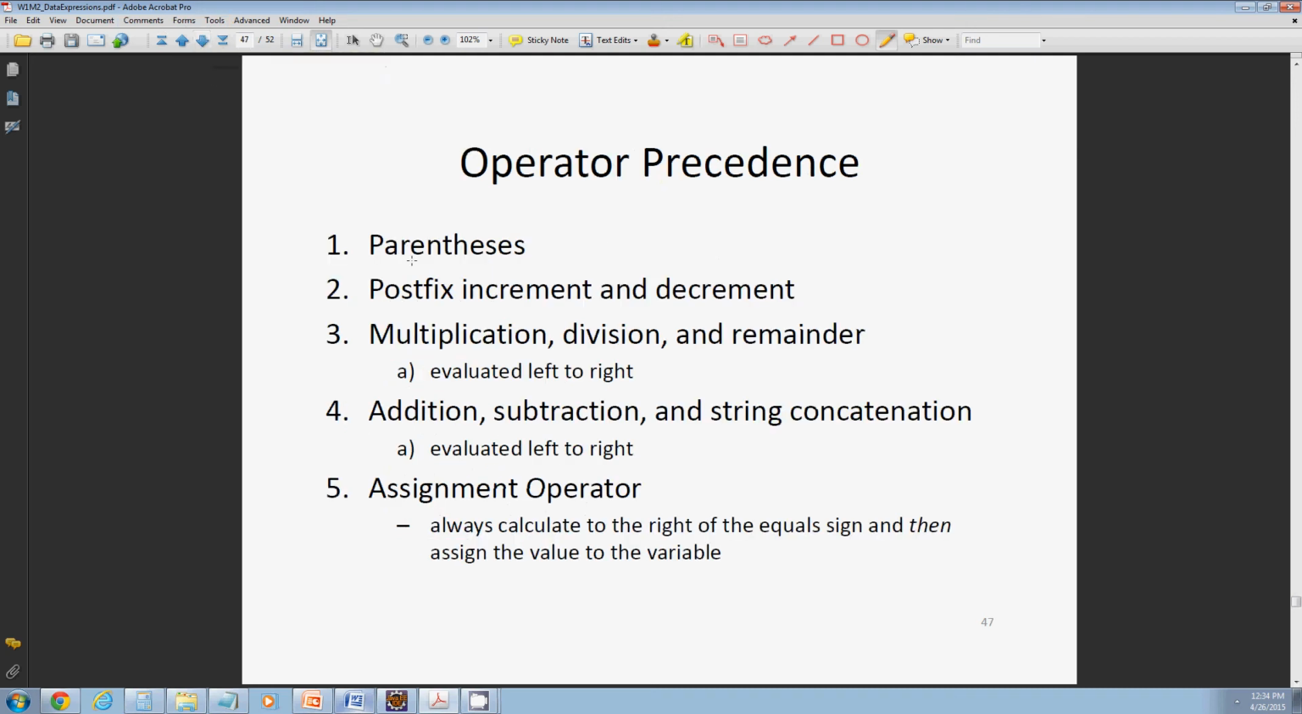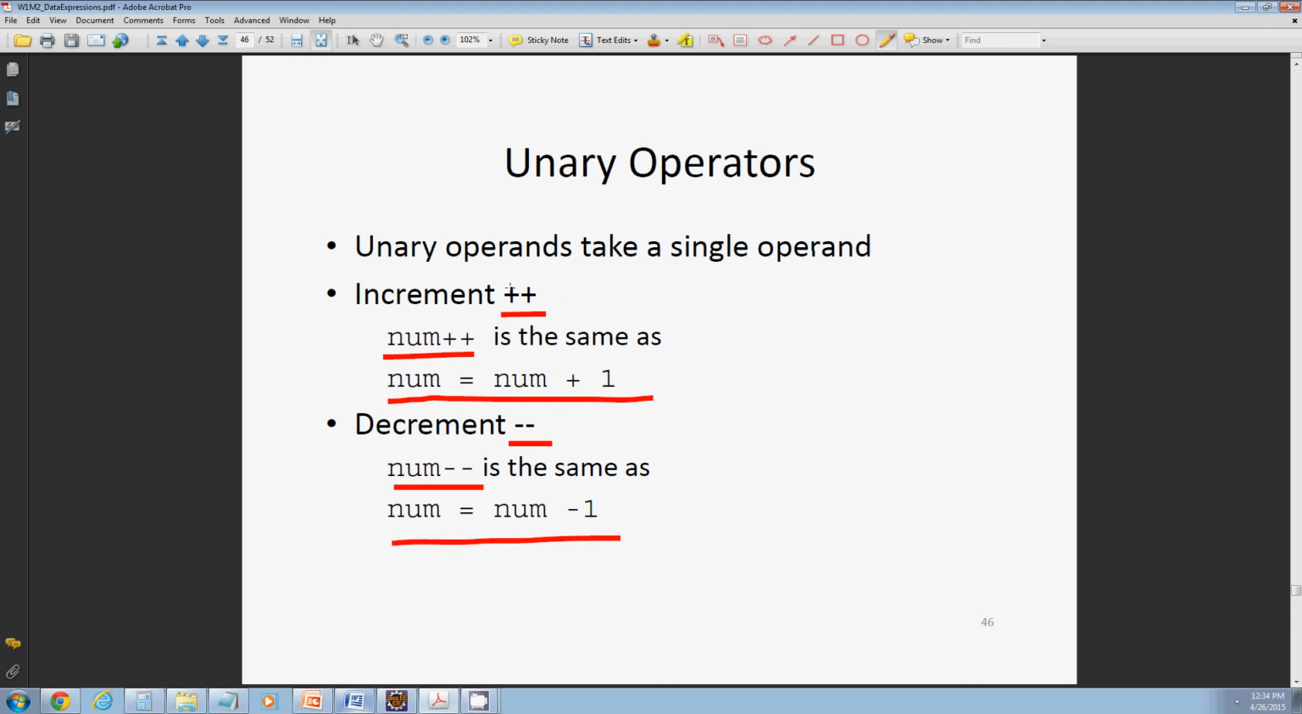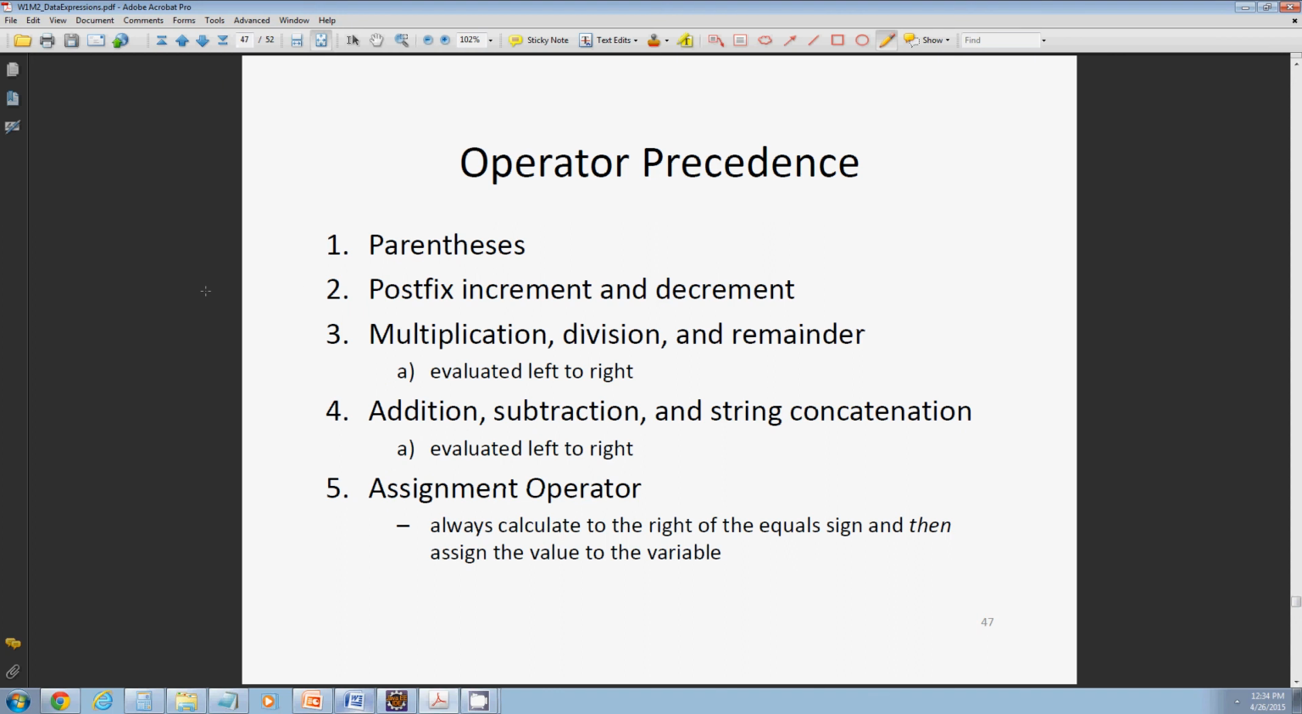The unary operators, ones we just looked at, are called postfix because we put the operator after the variable. Those come second in our order of precedence. So if we now update this list, we've got parentheses. Then if you've got any increment or decrement operators, that would come next. Then would come multiplication, division, remainder, then addition, subtraction, concatenation, and then assignment.